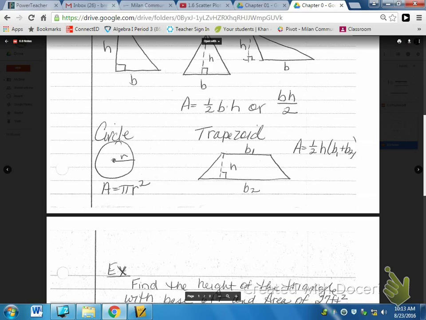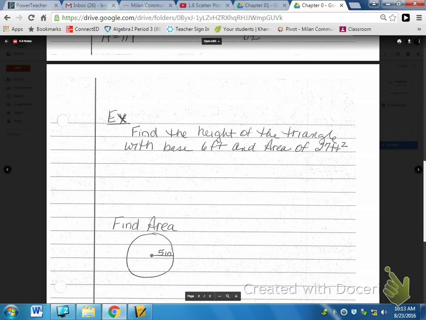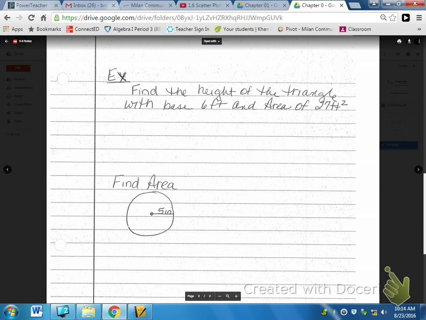Probably not going to do the typical ones where they give you a shape, they give you the dimensions, and you have to multiply it out. We're going to do something a little bit different here. Find the height of the triangle with base 6 feet and area 27 feet squared.